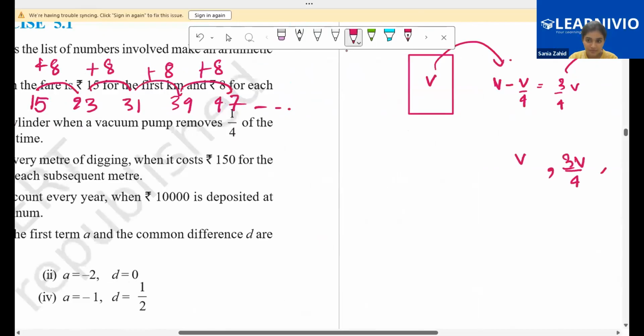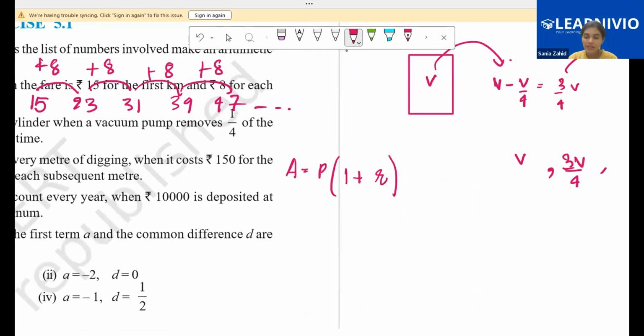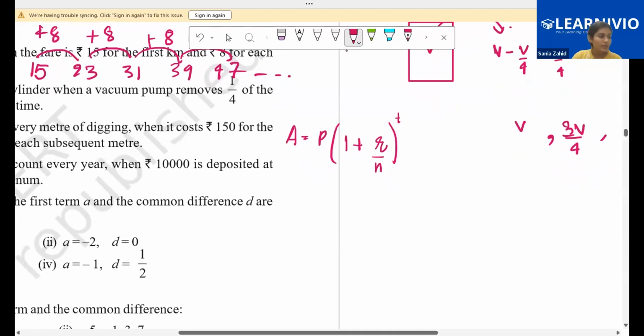The principal into amount, 8 by 100. Just 8 by 100, or 1 plus 8 by 100, to the power time. Okay, R by N to the power time. Okay. So what do we do here?